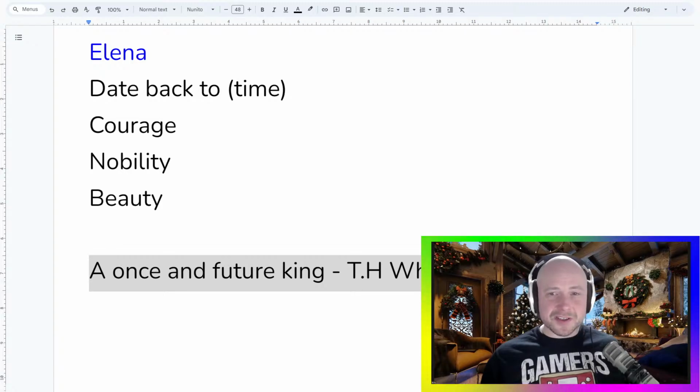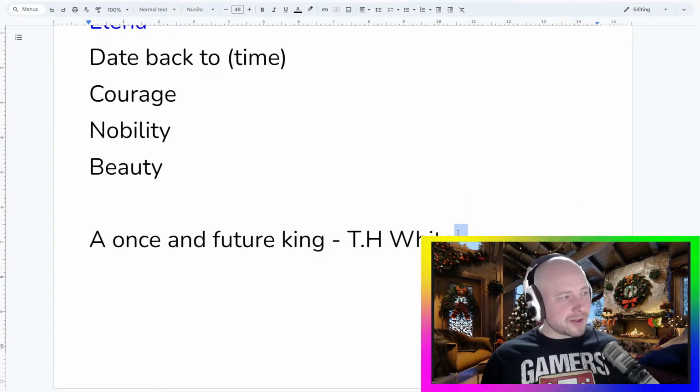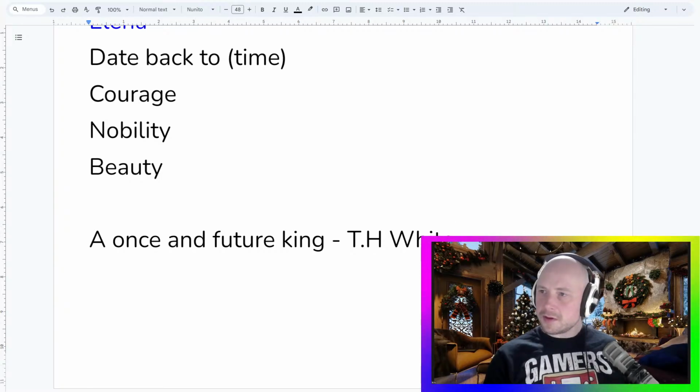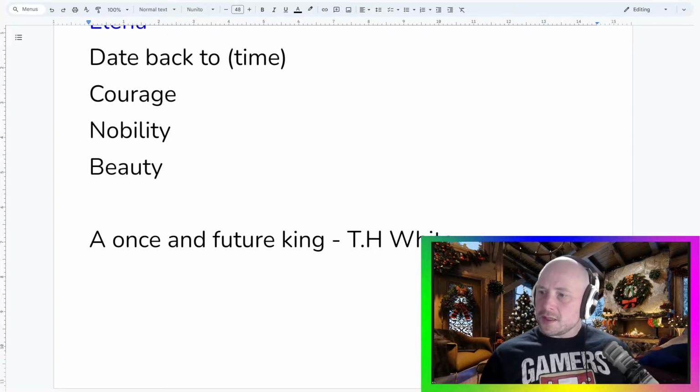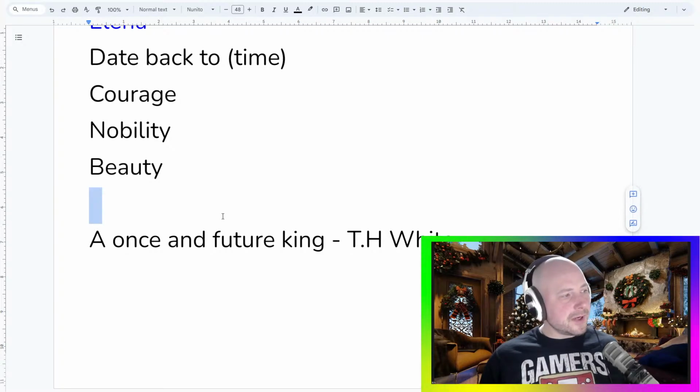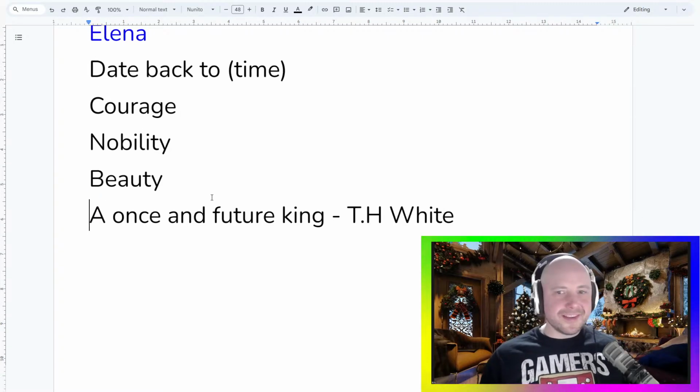So if someone's looking for some reading material, maybe check that out. The Once and Future King by, is it T.H. White? Is that the guy's name? Yeah, so check that out. Let me know if it's any good and maybe I'll read it.